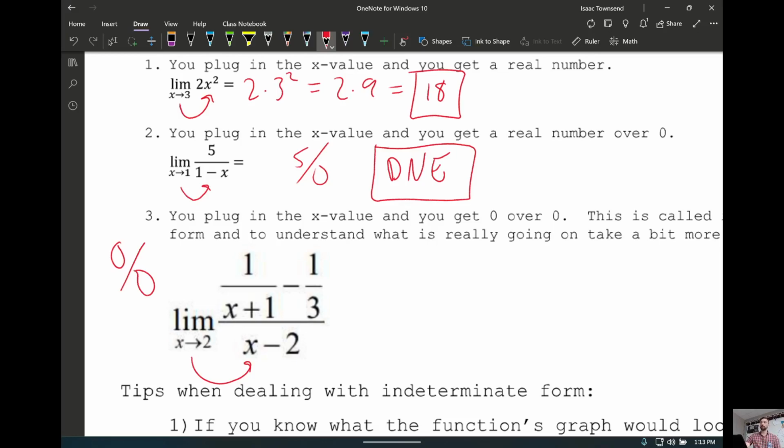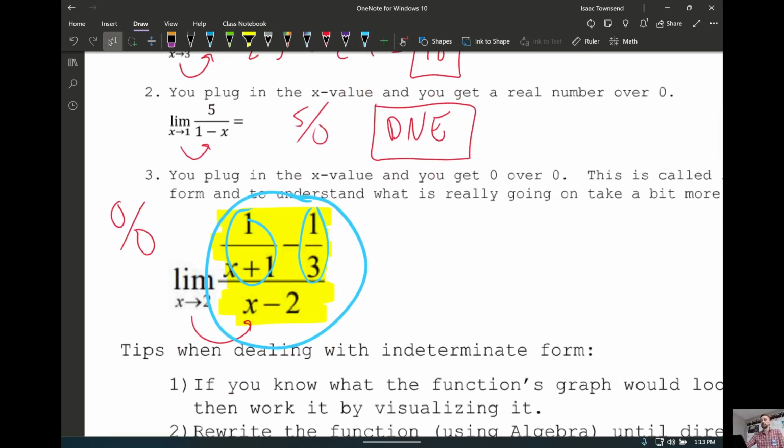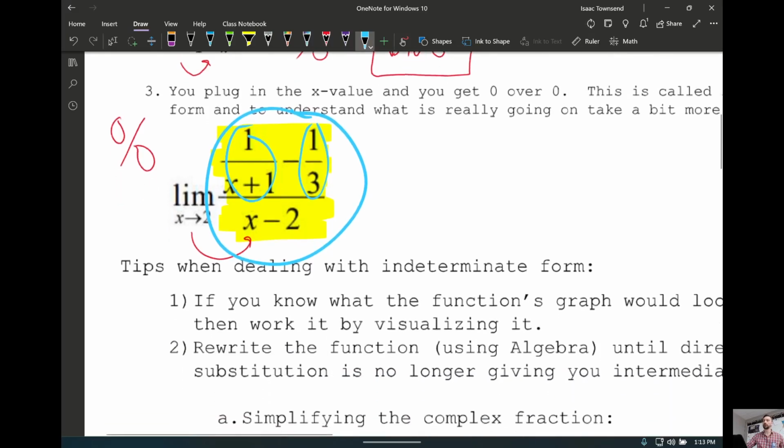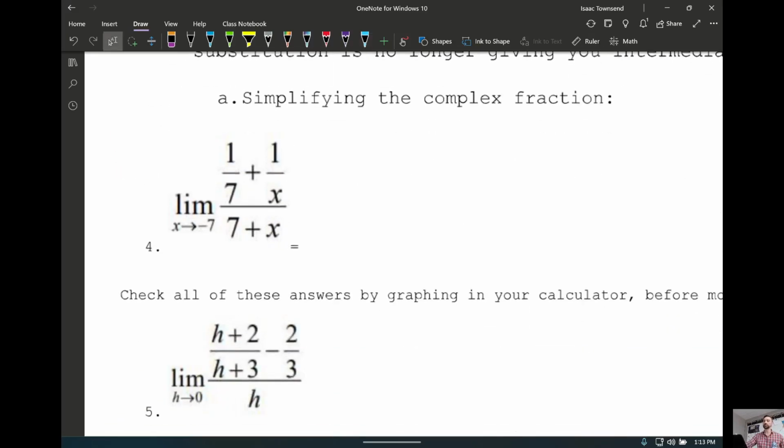So the process of dealing with this is we are going to have to remember how to simplify this. This is called a complex fraction. When you have small fractions within a bigger fraction, that's called a complex fraction. And those are not unique to limits. In fact, there's probably 10 different math things that I could think of where you need to be able to simplify complex fractions. But the hard part of this is remembering that. And then the questions will finish at the end.